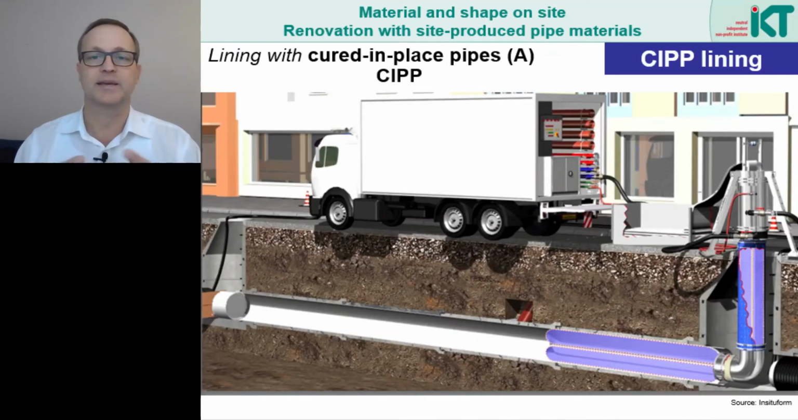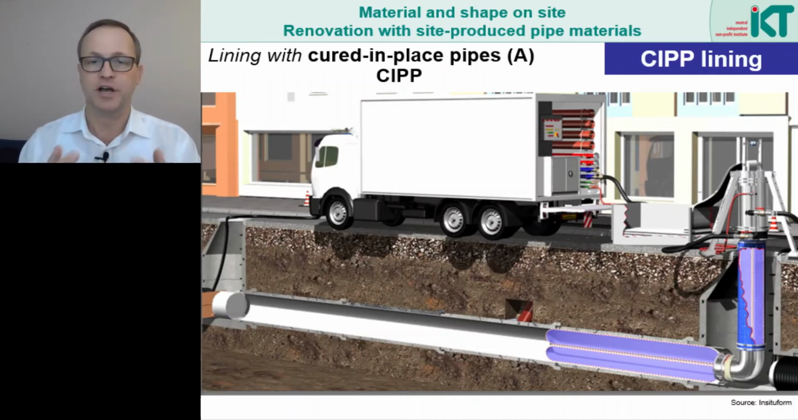Here we see a schematic illustration of the CIPP lining process. A soft hose is delivered to the construction site, inserted into the old pipe and then cured on site to form a new pipe. CIPP liners consist of a so-called carrier material that is impregnated with synthetic resin. Under the application of energy, for example UV light or heat, the synthetic resin can cure on site. Depending on the curing method, the hose is cooled during transport or protected against UV radiation.